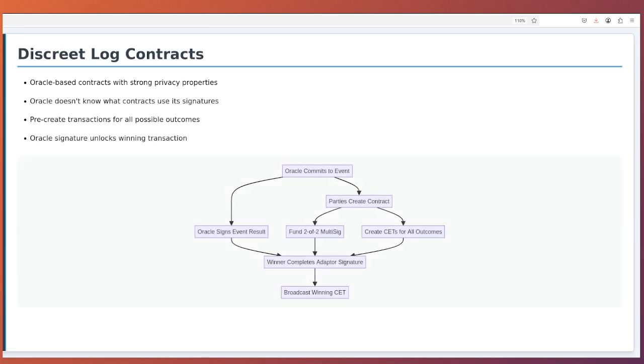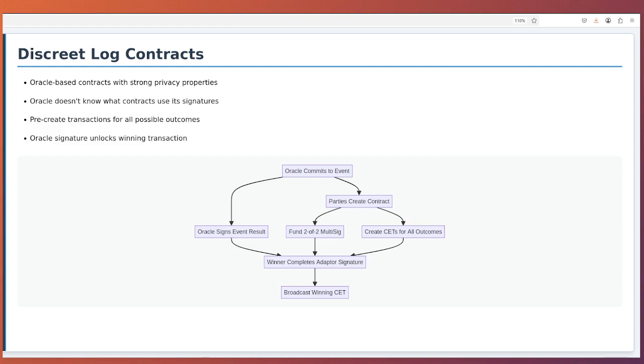Discrete Log Contracts. Discrete Log Contracts, abbreviated as DLCs, represent a breakthrough in bringing Oracle-based smart contracts to Bitcoin with strong privacy properties. Proposed by Tadge Dryja in 2018, DLCs enable two parties to create contracts based on future events without revealing the contract terms on the blockchain. The Oracle signs messages about real-world events, and parties use these signatures to settle contracts. The brilliance of DLCs is that the Oracle does not know what contracts exist or how parties are using its signatures. Here is how it works.